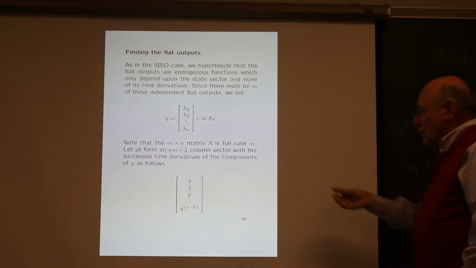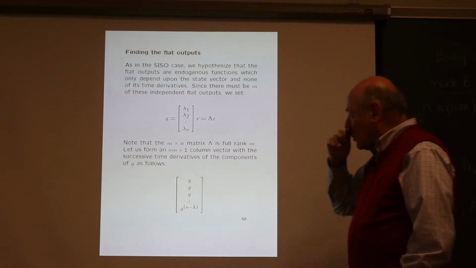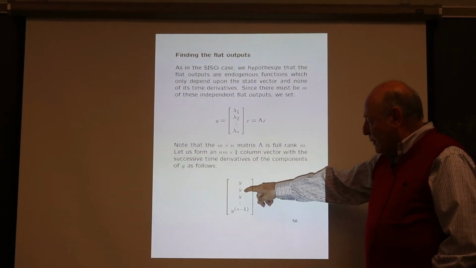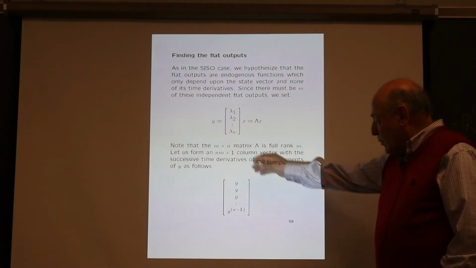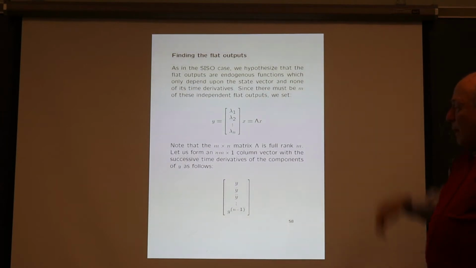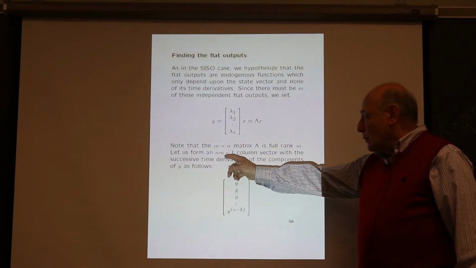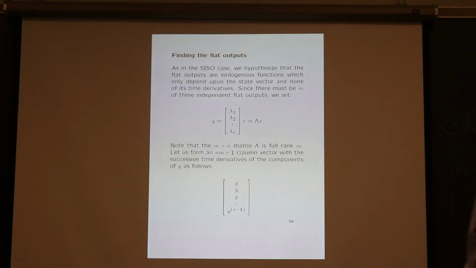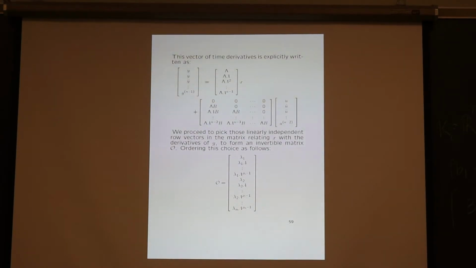So let us form the n times m column vector with the successive time derivatives of the components of y. We put the whole vector y here, the whole vector of first order time derivatives, the whole vector of second order time derivatives, and supposedly we could stop at the n minus 1 vector. So we have a bunch of extra derivatives which make this a very long vector, one column, but n times m rows. And what we want is to extract from there, in terms of the A and B matrix, the influence of this observability matrix.